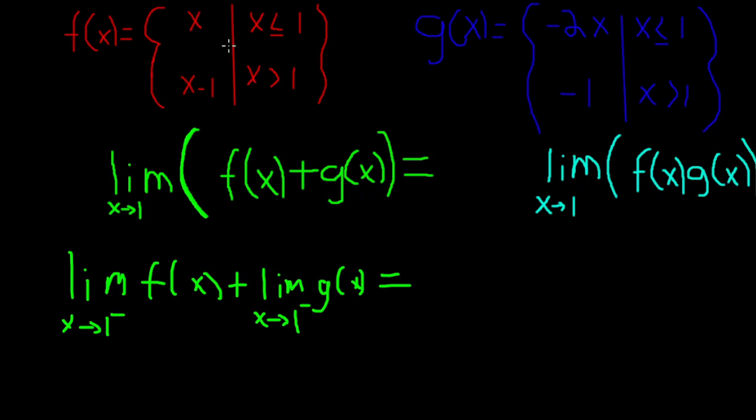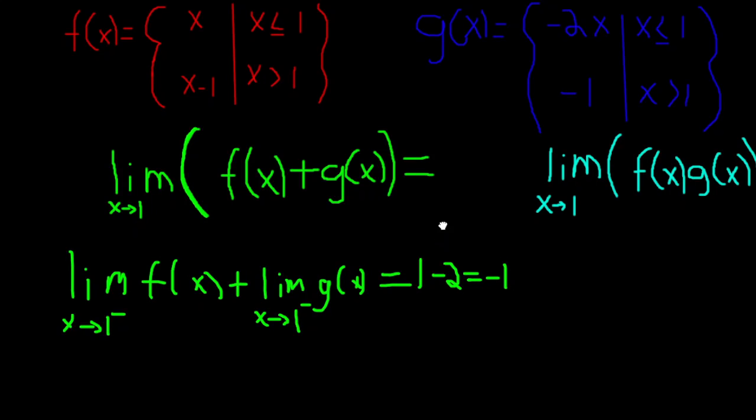So f of x, where x is a little bit less than 1, it's going to be here. We're going to plug in 1 and get 1. And then we're going to add on what g of x approaches. So x is less than 1. Okay, then we'll plug in 1 to this. We'll get negative 2. And so we end up with negative 1.